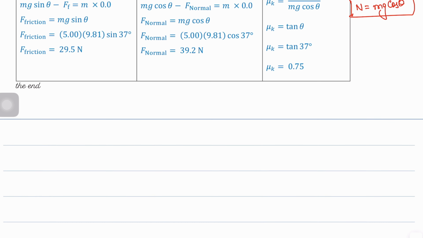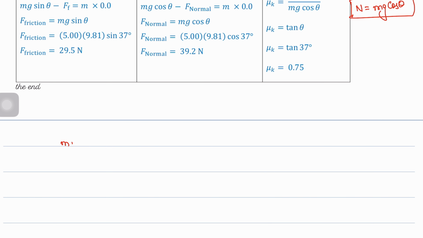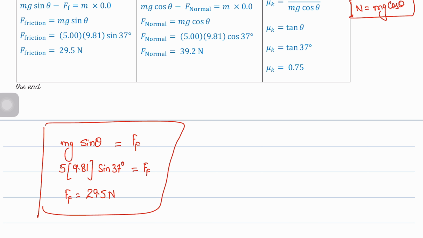For the frictional force, we can say mg sine of theta is equal to frictional force. Solve this. So we have the value, m is 5, g is 9.81 and sine of angle is given 37 degree, which is the frictional force. So what is the value? Frictional force is equal to 29.5 Newton. This is the part number 1.